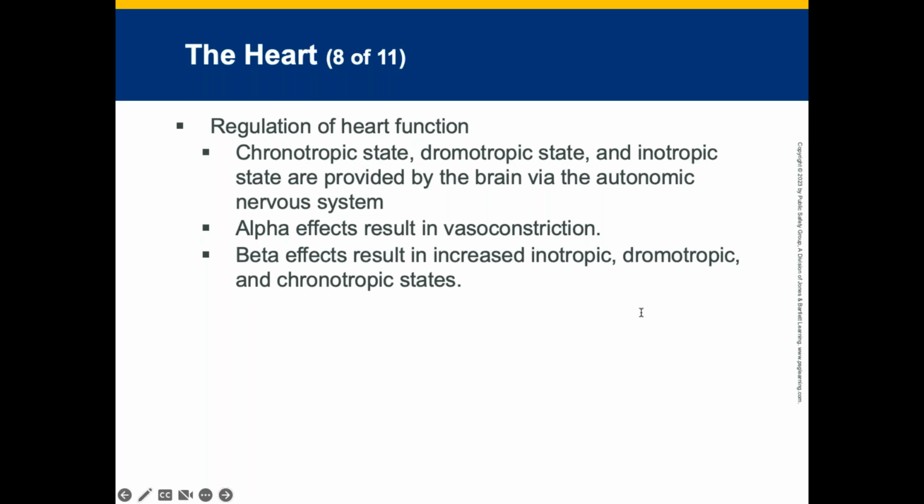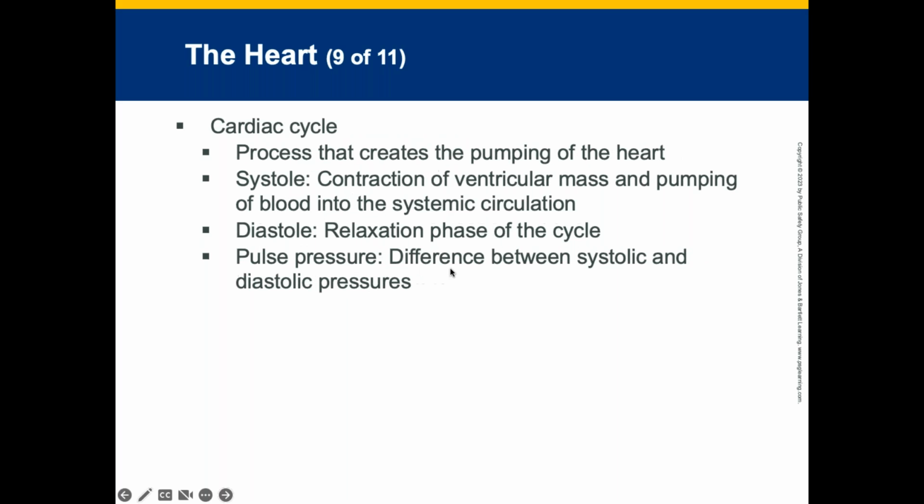So the way to remember this: alpha is vasculature, beta is rate, all right? Now, there's beta 1 receptors and there's beta 2 receptors. Beta 2 has to do with lungs. 2 lungs, beta 2. Beta 1 has to do with heart. You have 1 heart. All right. So beta is rate, alpha is vasculature. So vasodilation, vasoconstriction. Beta 1 has to do with heart rate and things like that.